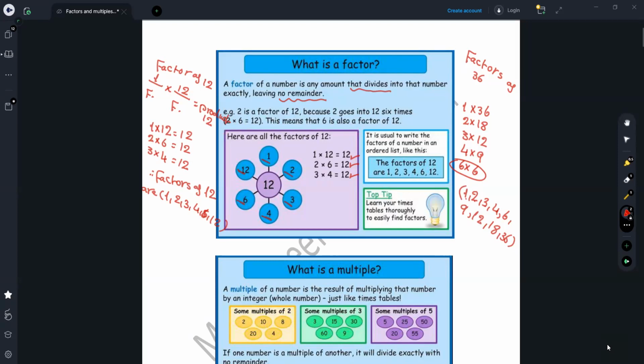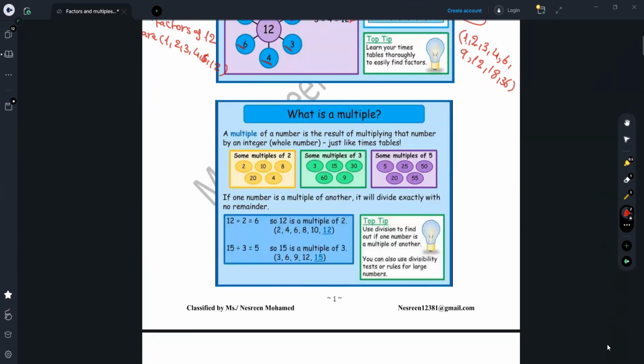Okay, we will go now to learn what we mean by the concept of a multiple. A multiple of a number is the result of multiplying the number by integers, whole numbers, just like timetables. We have here some multiples of 2. We will list table 2.